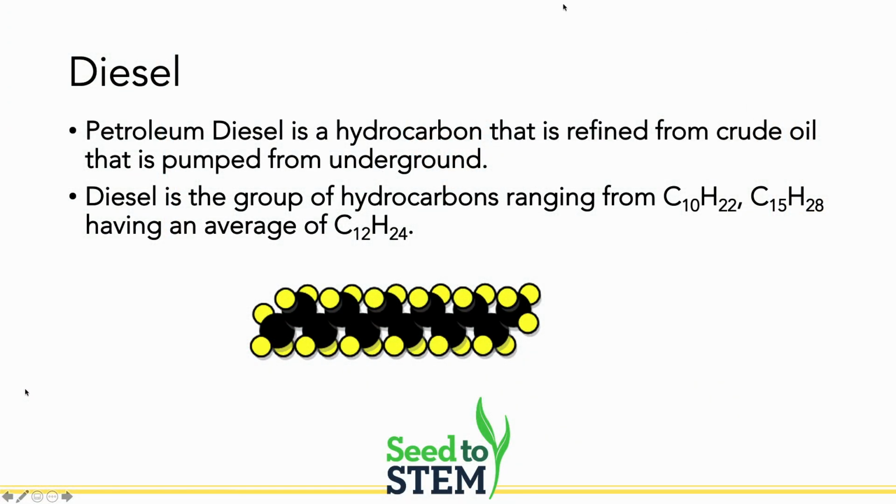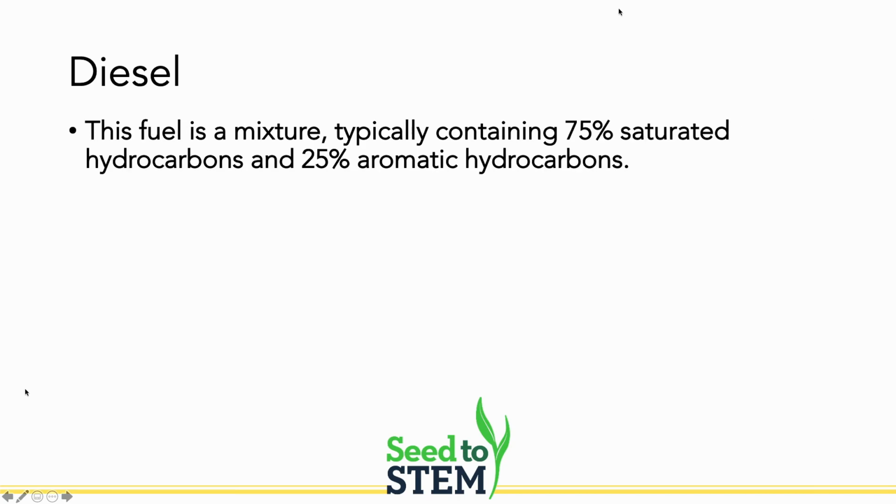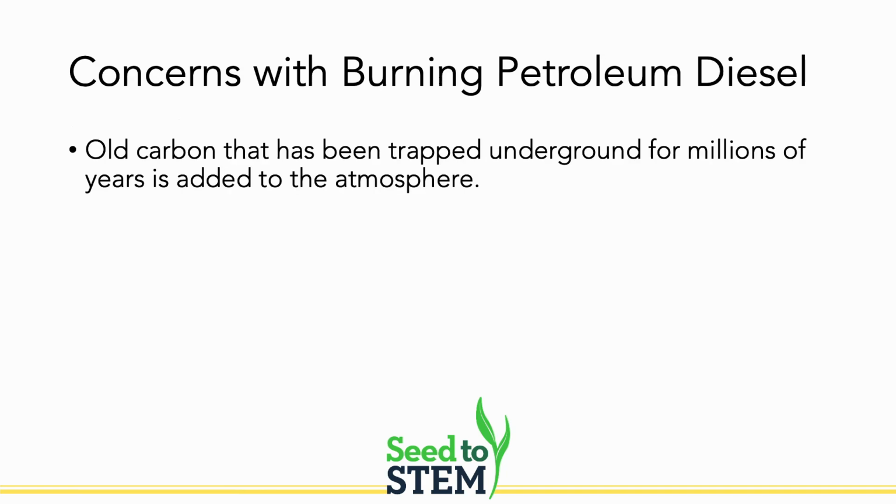So in this case you need to know what diesel is. Petroleum diesel is a hydrocarbon that is refined from crude oil. It's typically between 10 and 15 carbons in length. So this is the carbon molecule down there, the hydrocarbon molecule. And the average is about 12 carbons in length. So about 75% of petroleum diesel is saturated hydrocarbons. 25% are aromatic hydrocarbons, which can have some other properties that you might not want to handle too much.